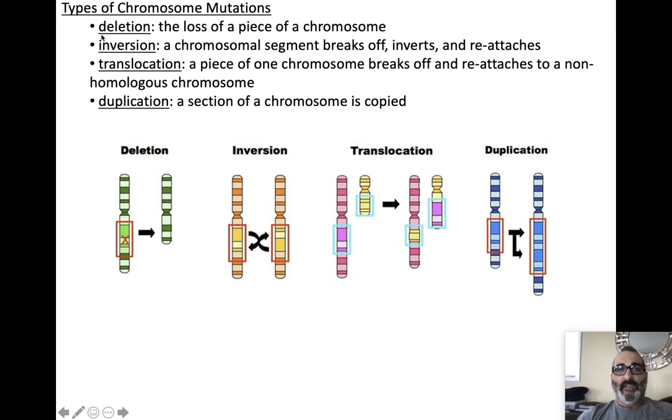Now, the first kind, deletion. Okay, a deletion doesn't mean you're missing a whole chromosome. No, it means you're missing a chunk or a section of a chromosome. So say this is the original chromosome, and now it looks like that. A chunk was X'd out or deleted in that case.